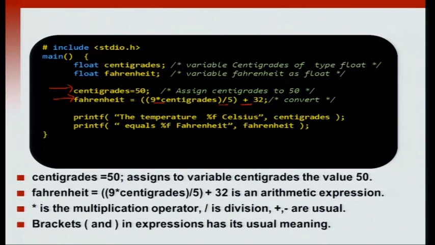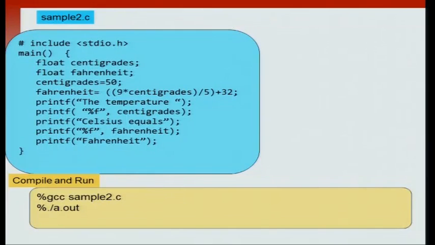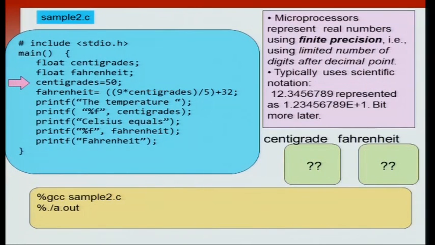Now the brackets in an arithmetic expression are just like brackets in mathematics. So they group together particular things. Okay. Now let us just trace through the program. Let's see what happens step by step when we run the program. Let's say that we save the file in sample2.c and then run it as ./a.out. Okay. So first we will have two boxes created, one for centigrade and one for Fahrenheit.